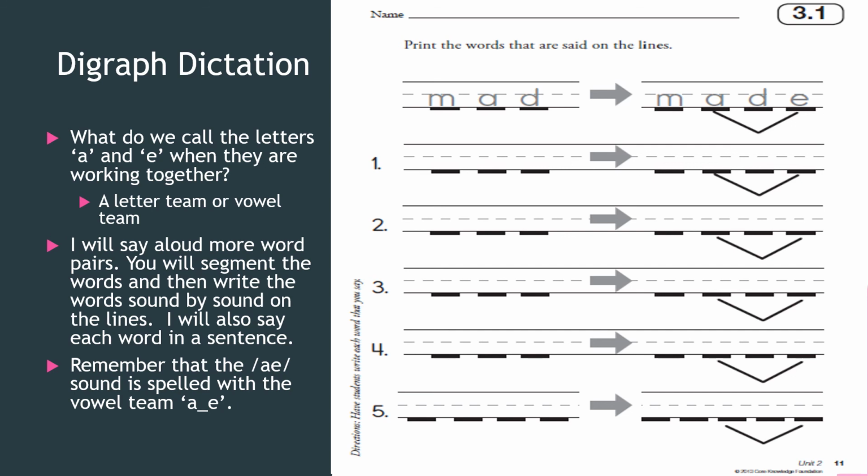And lastly, let's do number 5. Plan. Ooh, this is a tricky one. P, L, A, N. Plan. Now let's change plan to plain with our magic E. P, L, A, I, N.